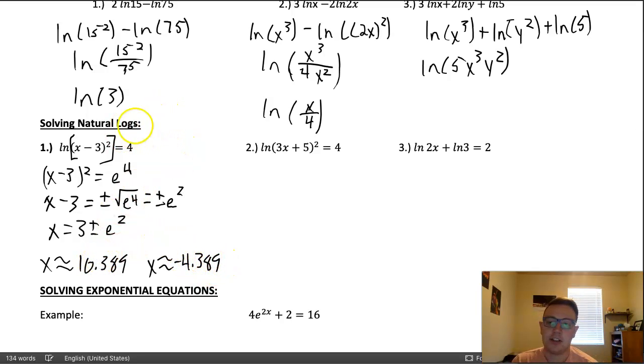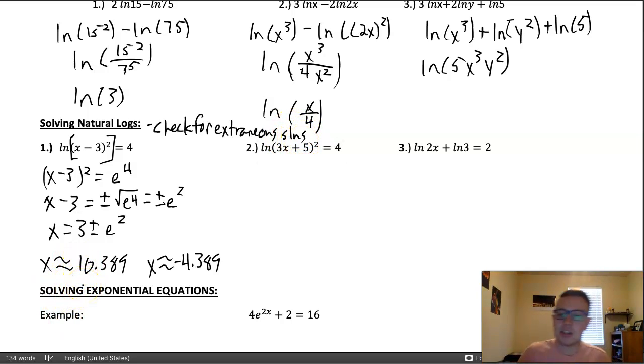And the important thing here, just like with any other logarithm, we have to check for extraneous solutions. The best way to do this is going to be taking these decimal approximations and substituting them in for x, seeing if we get values close to 4. So we'll take 10.389 and substitute it in for x. You'll put in ln of parentheses, just like we have here, a second set of parentheses, x minus 3 squared, and see what that gets you.